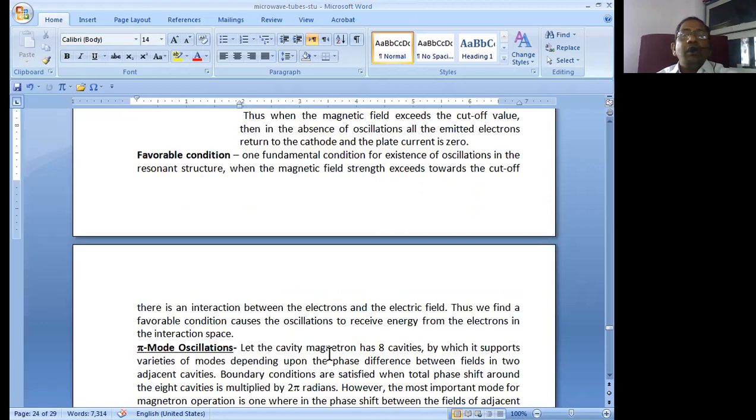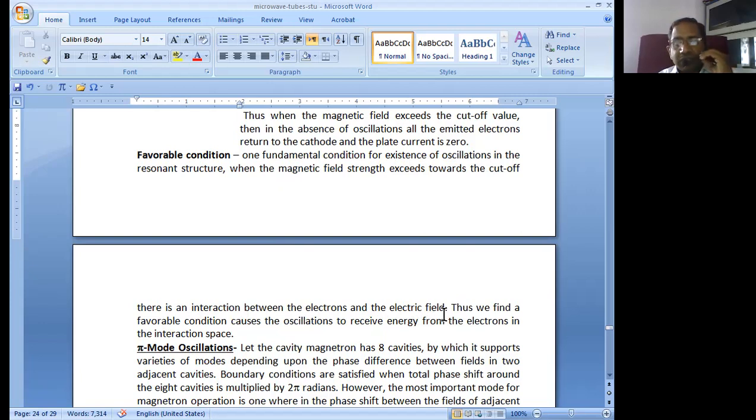Now overall, what is the favorable condition? What is the meaning of favorable condition? The favorable condition is where we are going to get the output from the magnetron. If you don't get any output from the magnetron, that condition is not a favorable condition for us. So one fundamental condition for the existence of oscillations in the resonance structure is when the magnetic field strength exceeds towards the cutoff magnetic field or cutoff point, where there is an interaction between electrons and the electric field.